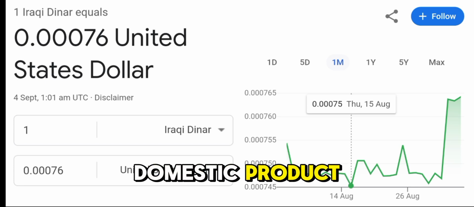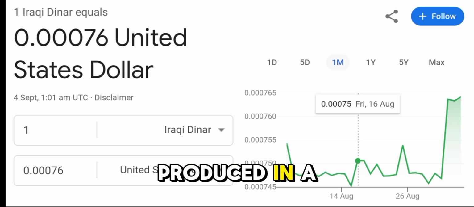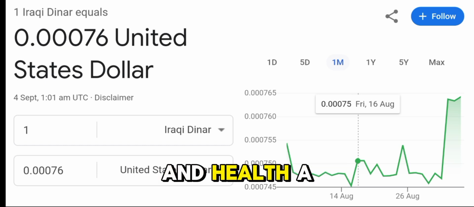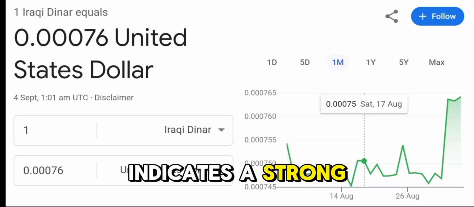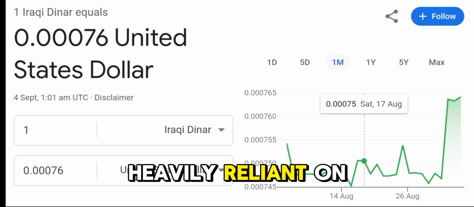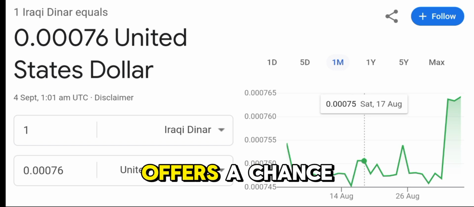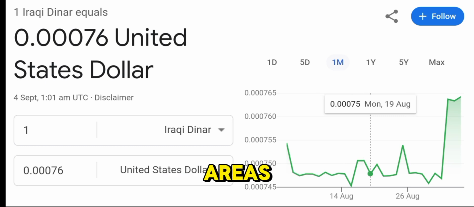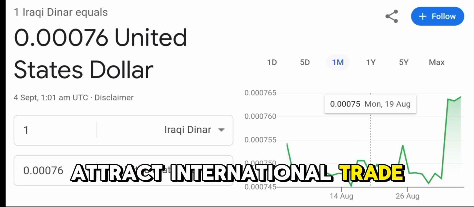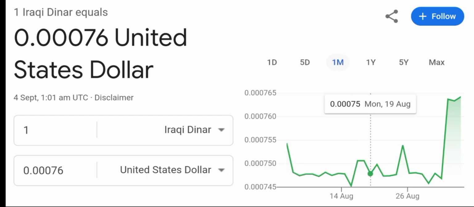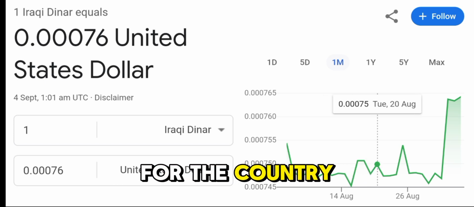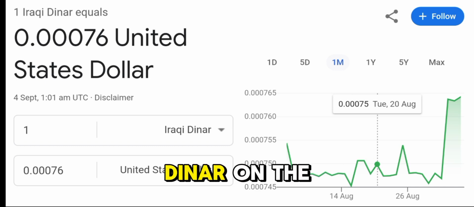GDP, or gross domestic product, is the total value of all goods and services produced in a country over a specific period. It is a broad measure of a nation's overall economic activity and health. A growing GDP generally indicates a strong economy, which usually results in a stronger currency. For Iraq, whose GDP has been heavily reliant on oil exports, the Development Road Project offers a chance to expand economic activity into new areas. As a global corridor for the transportation of goods and energy, the project will attract international trade and investment, boosting Iraq's GDP. This increased economic activity will not only provide a more stable income stream for the country, but will also enhance the value of the Iraqi dinar on the global stage.